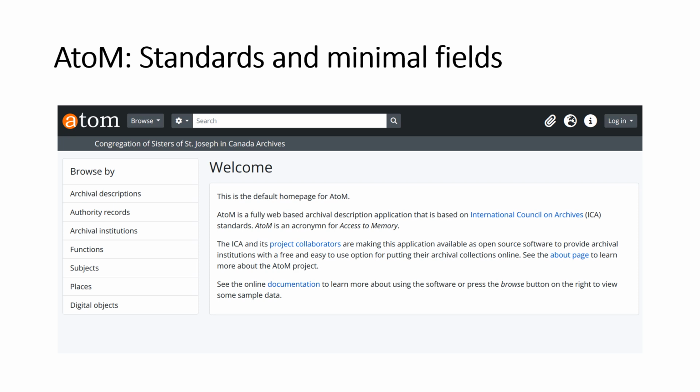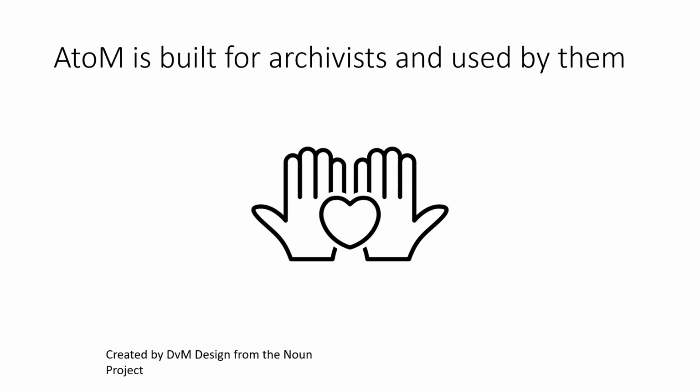This video will discuss standards and minimal fields in Access to Memory, also called AtoM. AtoM supports the hierarchical arrangement of record group or collection or fonds, and the series, files, and items contained within each higher level.